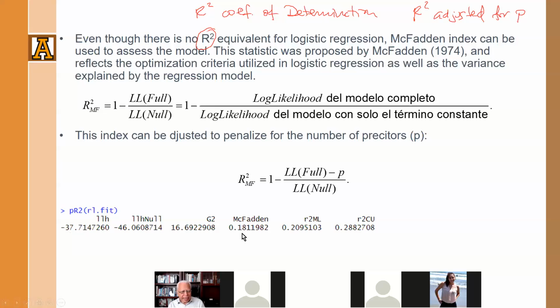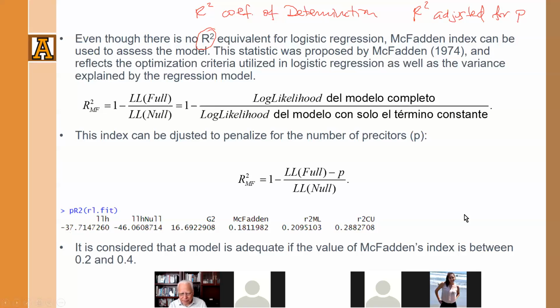In this case, we get a McFadden index of 0.18. There are no tables for the McFadden index, but empirically it's been shown that a McFadden index between 0.2 and 0.4 indicates a reasonably good model. Okay, so a McFadden index between 0.2 and 0.4 means that we have a reasonable model. Okay.